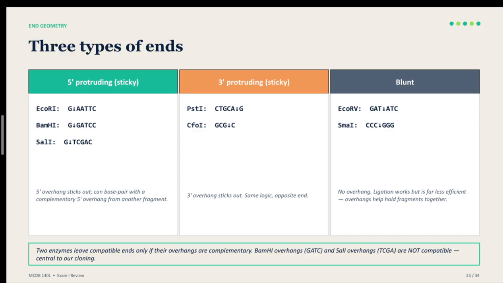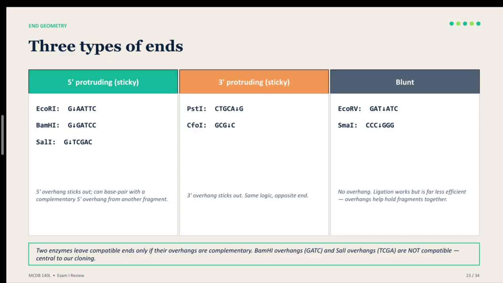The critical concept is that 2 sticky ends can only reanneal if their overhangs are complementary, okay? So if you have 2 BamHI ends, for example, both have GATC overhangs. However, we cut with BamHI and SalI because these are not complementary, right? BamHI has GATCC, and SalI has TCGAC. One of the things we try to do in this class when we use BamHI and SalI is to linearize our plasmid, right?